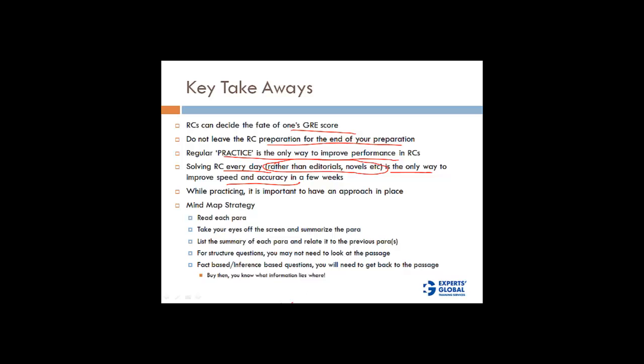While practicing, it is important to have an approach in place, and the approach that we give is the mind map. You can interpret it in your own way, but just as a brief recap, read every paragraph or sentence, take your eyes off the screen and summarize the para. This is the most important thing. List the summary of each paragraph and relate it to the previous paragraph. That is the second most important thing. You should have a flow of thought.